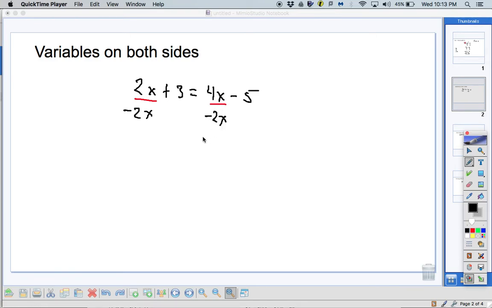We're going to do 4x take away 2x. On the left side, 2x take away 2x is 0. I'm left with the number 3. And on the right-hand side, 4x take away 2x is 2x. And I still have this minus 5.